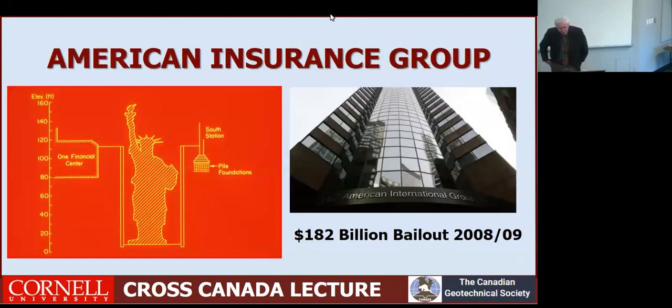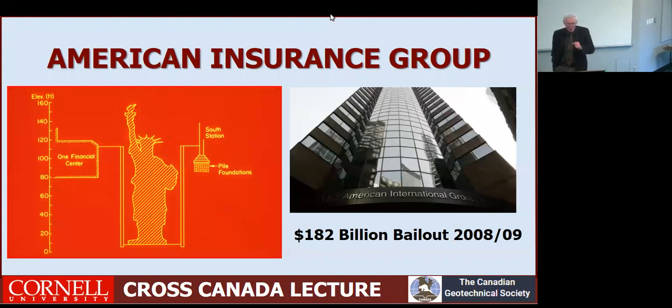And then what is $14.6 billion? There is a structure along Atlantic Avenue that's called One Financial Center, which is the Boston home of the American Insurance Group, AIG. And I've showed you on the left-hand side here, they had an excavation that was 40 meters deep next to One Financial Center, which only went down about 20 meters or so, or 15 meters to its bottom. And you could put the Statue of Liberty in this excavation, it was so deep.